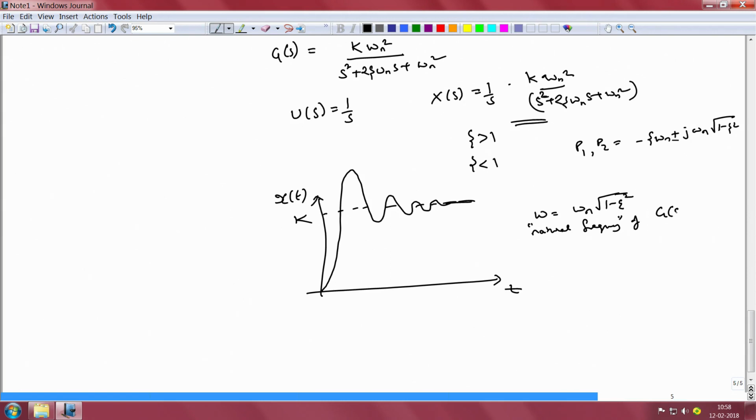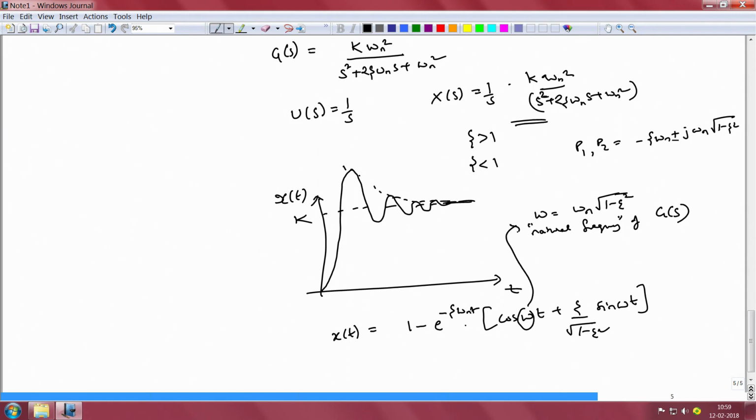Of g of s. More specifically, the mathematical expression for x of t would be x of t is equal to 1 minus e power minus zeta omega n t, which represents this exponential decay in the amplitude of these oscillations as the system settles down to its steady state value, times cos omega t plus zeta by square root of 1 minus zeta square sin omega t, where omega is the natural frequency given by this term here.